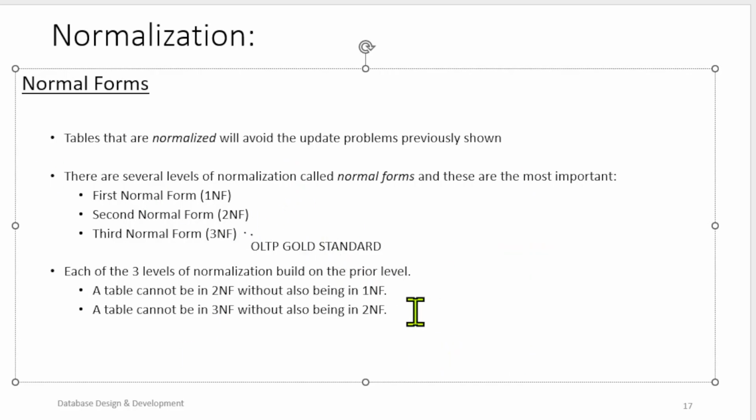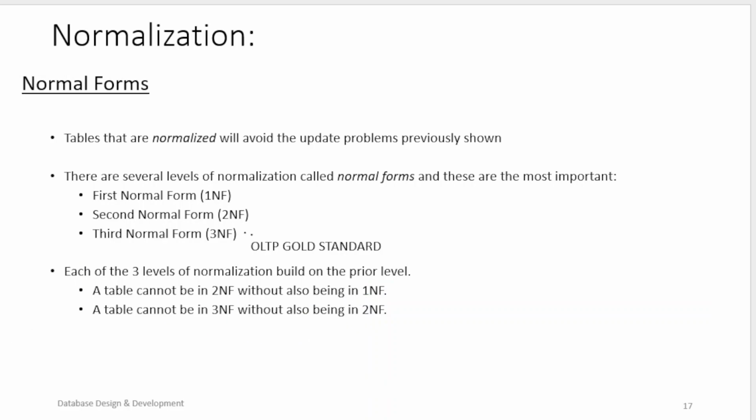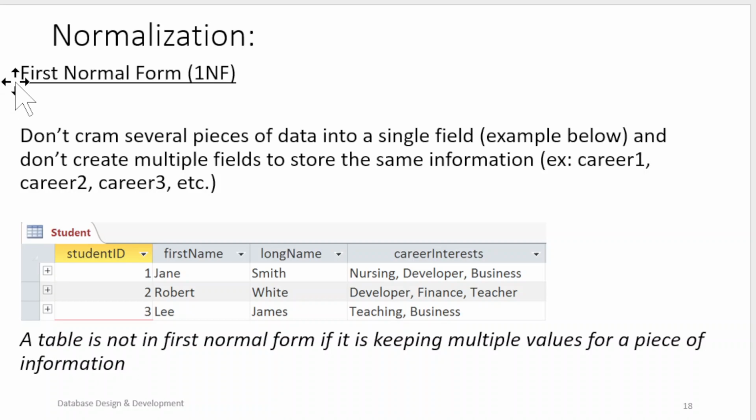But for now, let's just go ahead and take a look at the forms. But obviously, to get to the third normal form, you have to meet all the requirements, the first, the second, to the third. And we'll get into the requirements. Each of these levels of normalization build on a prior level. So a table cannot be second normal if it's not already first normal. A table cannot be third if it's not already second. Okay, so here we go. First normal form. Don't cram several pieces of data into a single field.